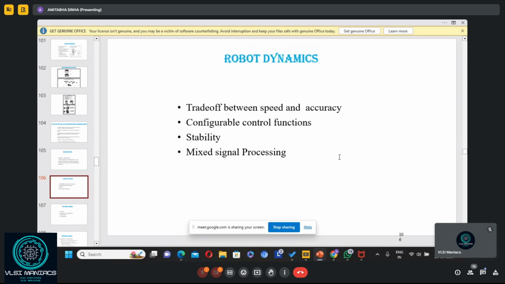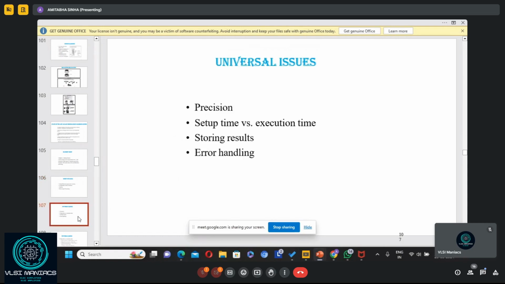But one thing you should keep in mind: when very high speed and very high bandwidth are concerned, digital still doesn't have any substitute as on date. But as far as RF circuitry is concerned, it is analog. There is no replacement. So these are the universal issues: precision, setup time versus execution time, storing results, error handling.